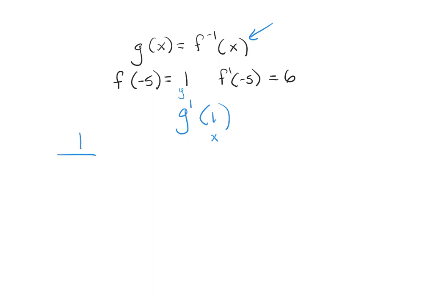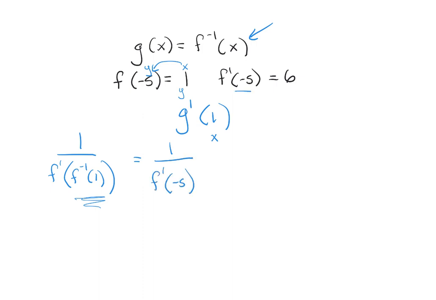So I'm going to write this down again. 1 over the derivative of f of the inverse of 1. So the inverse at 1. On the inverse, this is the x, so this is the y. So the inverse of f at 1 is -5. So 1 over the derivative of f at -5. And the derivative of f at -5 is 6. So 1 over 6.